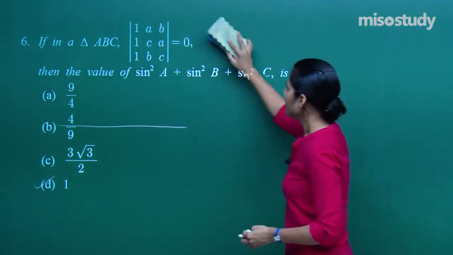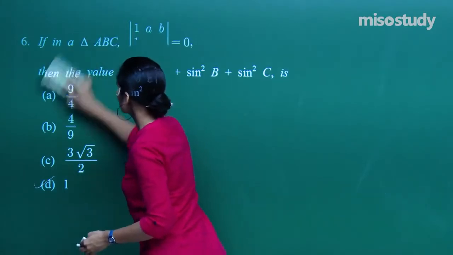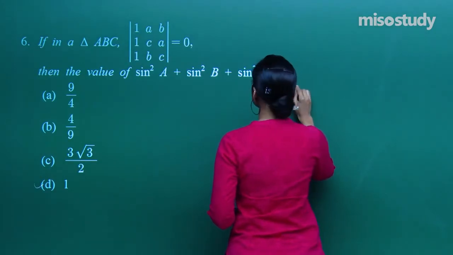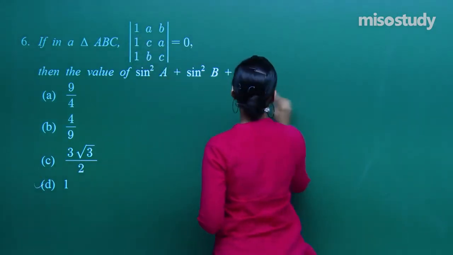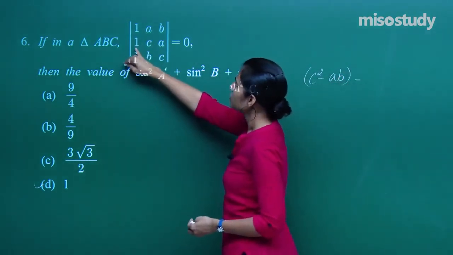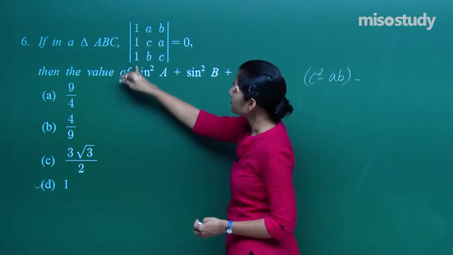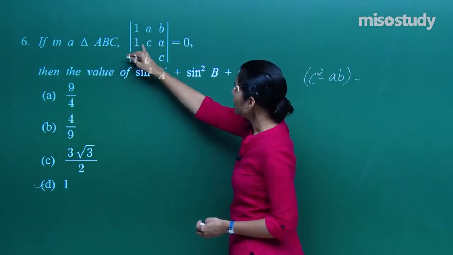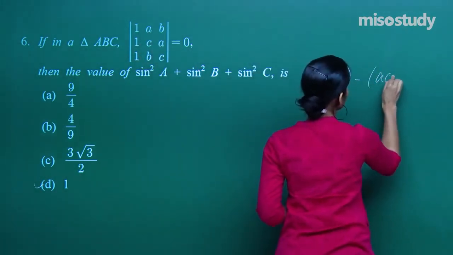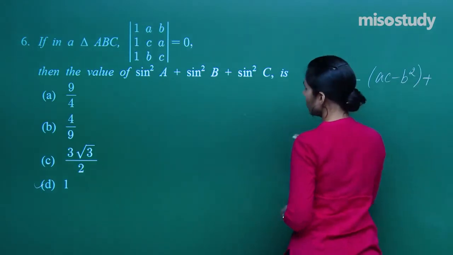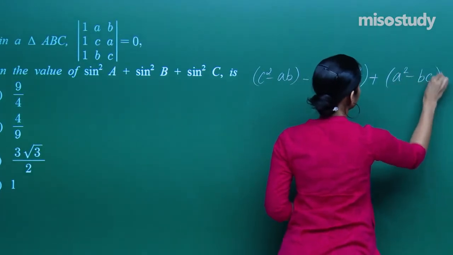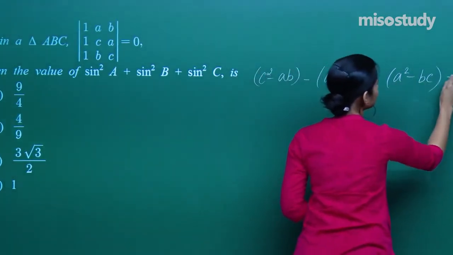Now moving on to the next question, we have if in a triangle ABC, this determinant is 0, then the value of sine square A plus sine square B plus sine square C is what? Okay, so let's evaluate the value of this determinant. This is C square minus AB, minus, expanding with respect to the first column, minus 1, you get AC minus B square, plus 1 A square minus BC. This is the very determinant which is given to you as 0.